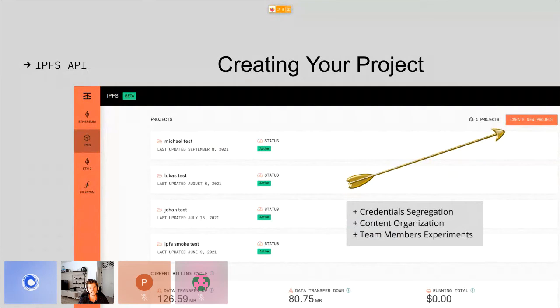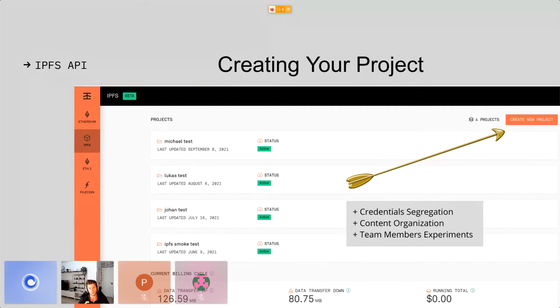The easiest way to get started is creating your own project. To give an example, this is how the project dashboard looks from a registered user perspective. You can create a new project, you can have multiple projects, and this is very useful. For example, over here, we are looking at 4 projects. This helps with different things. For example, the credential segregation, as we will see in the next slide. It helps with content organization. We will get to the dashboard explorer as well. And it especially helps with experiments.